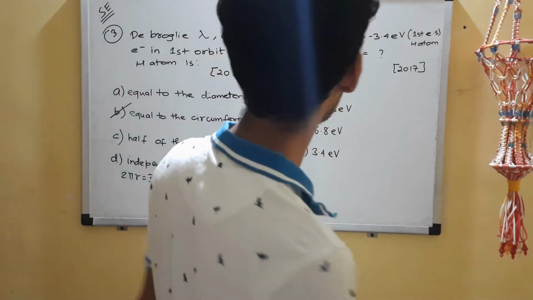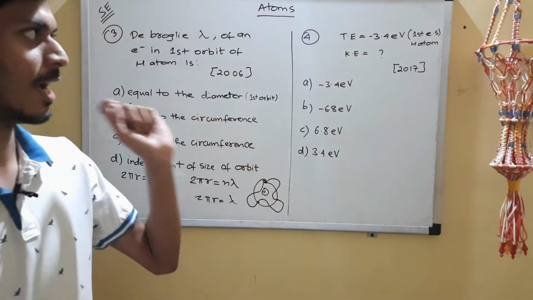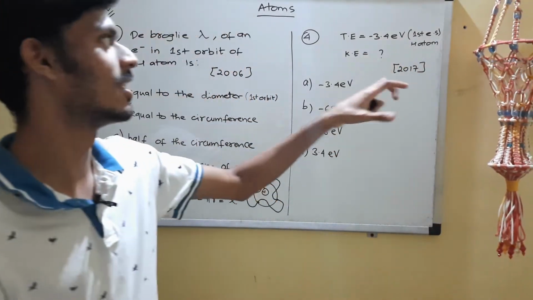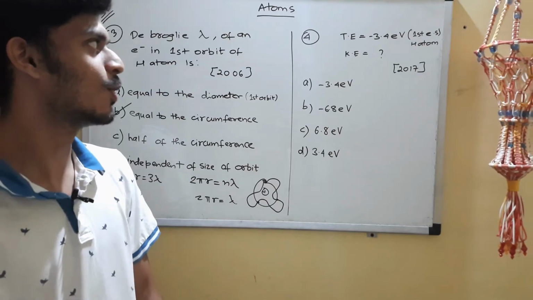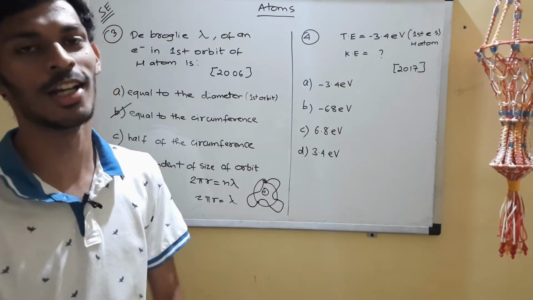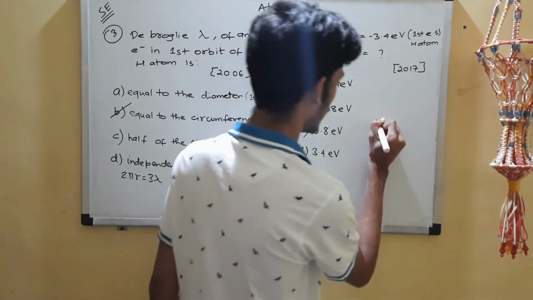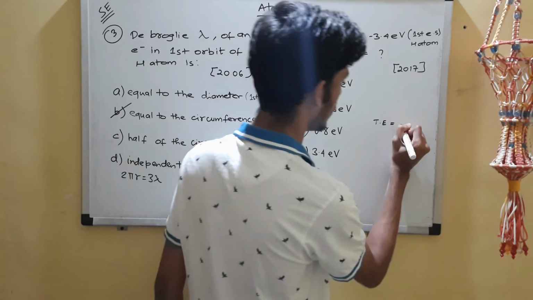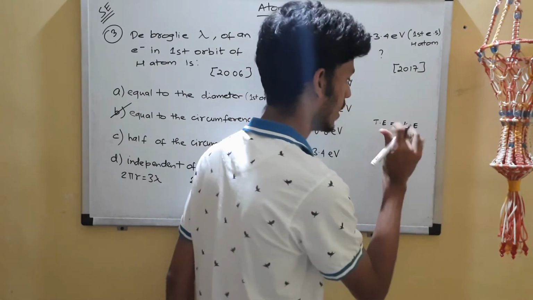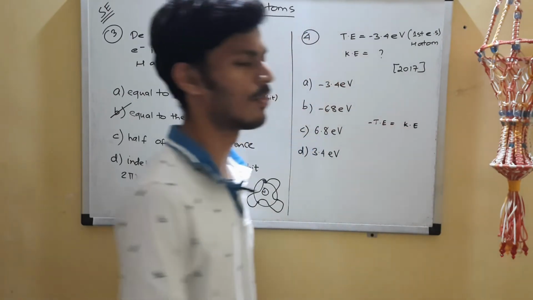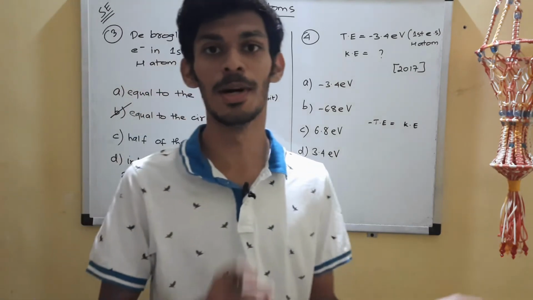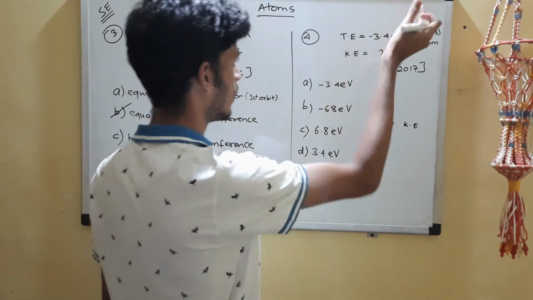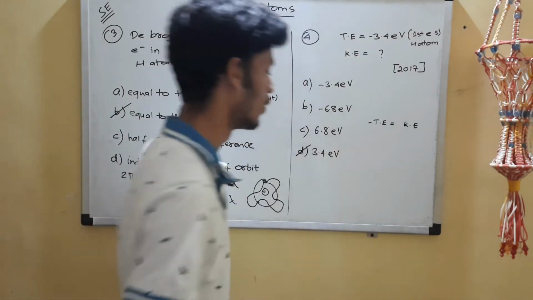Okay, let's come to question number 4. The total energy of an electron in the first excited state of the hydrogen atom is given over here. It's minus 3.4 electron volts. You are asked for the kinetic energy. Now you are just supposed to know the relation that total energy and kinetic energy just differ in sign. So total energy equals minus kinetic energy, or kinetic energy equals minus total energy. They are the same in magnitude but they differ in sign. So the correct answer over here will be the negative of this, which is positive 3.4 electron volts.